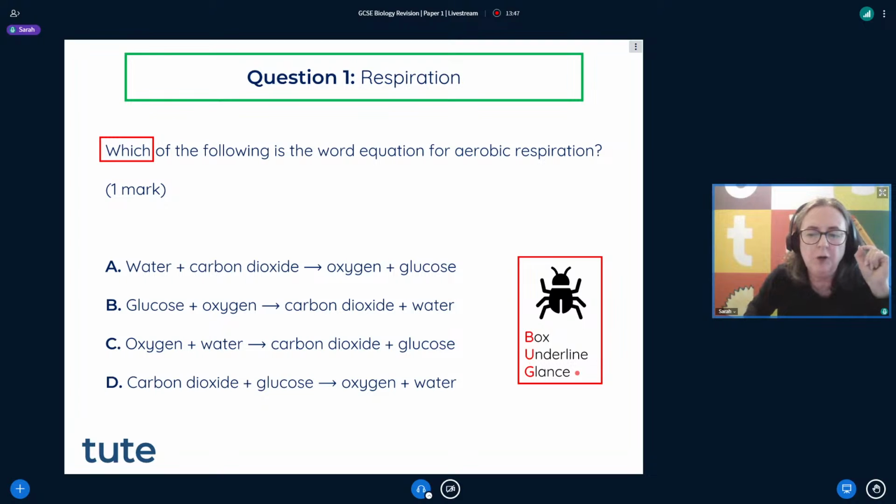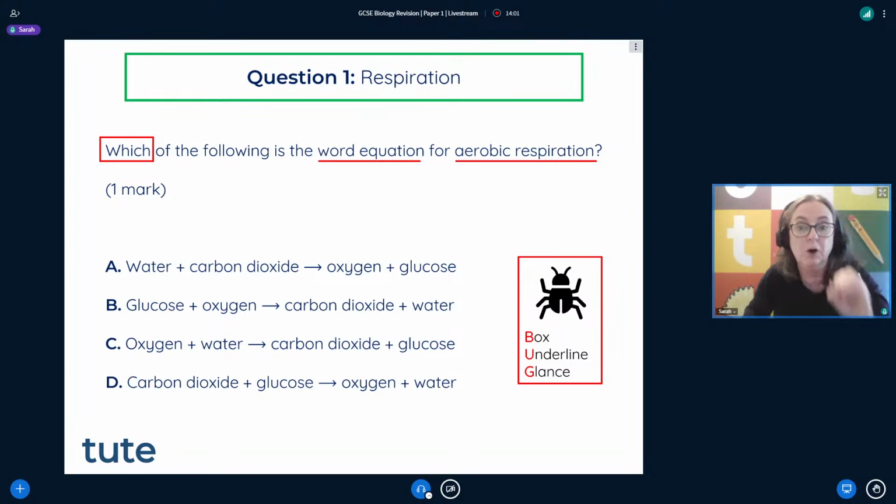And then you need to underline key words in this question to make sure you're absolutely crystal clear about what this question's about. Because one of the mistakes a lot of students make in exams is they don't read the question and they end up answering the wrong question, which would be a real shame because you'll miss out on those marks. So by underlining these keywords, it makes sure that you're crystal clear about what is being asked and you really thoroughly understand what that question is asking you.